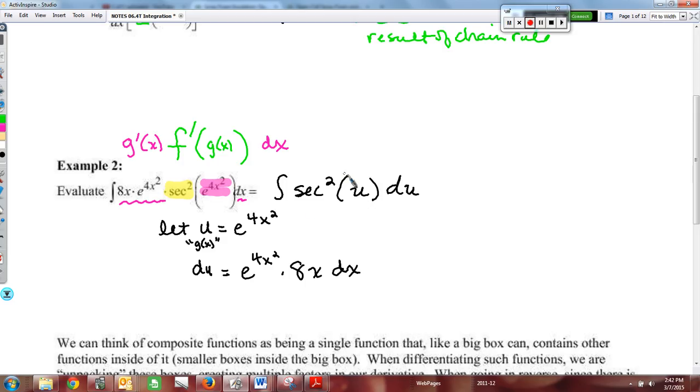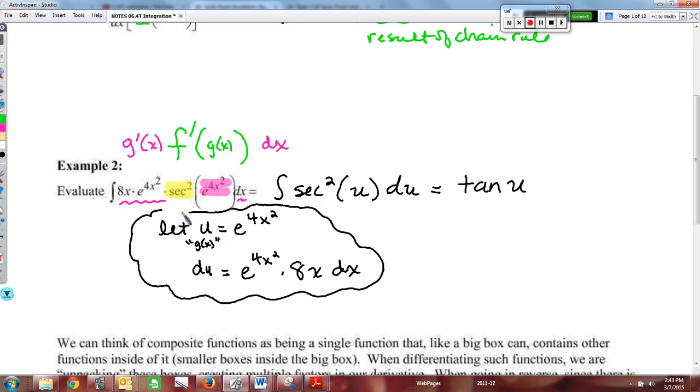The antiderivative of secant squared is going to be tangent of u. But now remember, whenever we use a u substitution, you start with it to make the problem easier to do, but then you always have to come back in and finish by putting back in the original variable. So we would have tangent of e to the 4x squared.